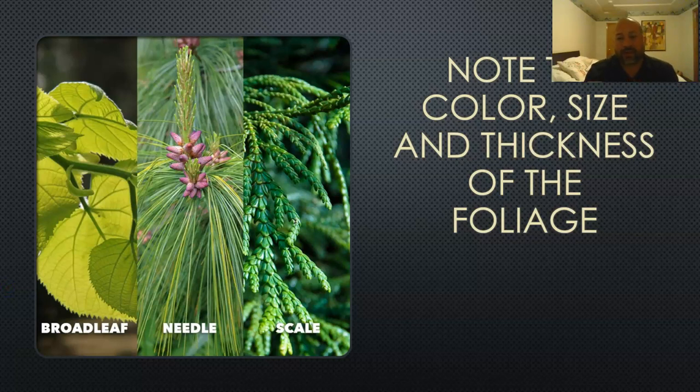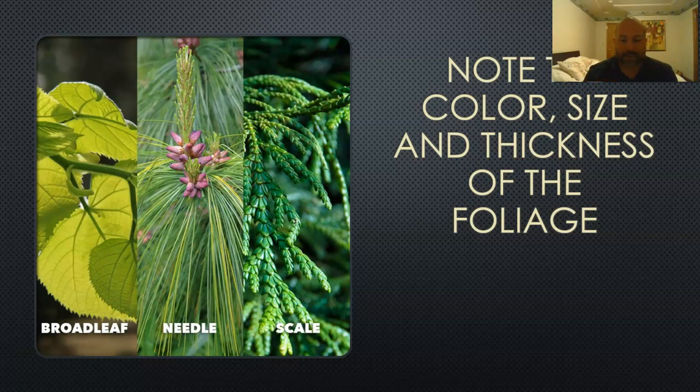Note the color, size, and thickness of the foliage, right? Because the things that affect broadleaf trees or things that affect needleleaf trees are going to be different. And then just the idea of the leaves itself. So what's happening? Say we're just looking at all the leaves of the same plant. Do we see a difference in the color of the leaves at this part of the plant versus this part of the plant, or a difference in size?